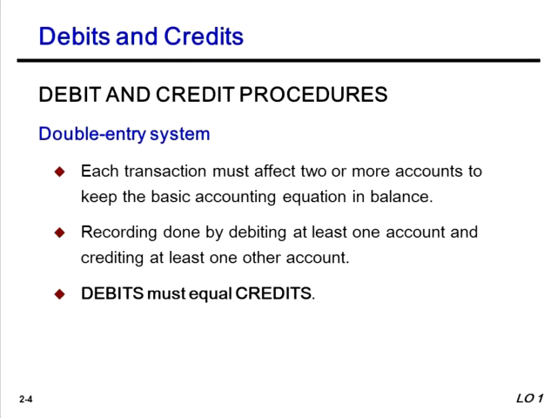In the double entry accounting system, each transaction must affect 2 or more accounts to keep the accounting equation in balance. So if we go back to our accounting equation, assets must always equal liabilities plus stockholders' equity. So therefore, in order to maintain that equality, debits must always equal credits.